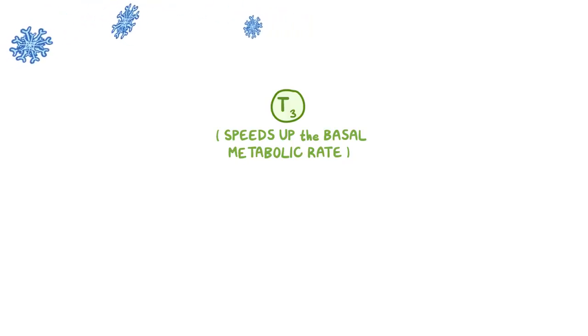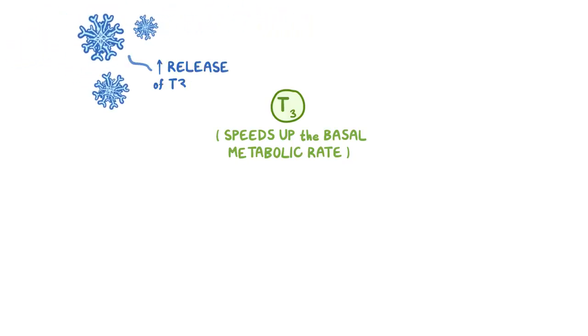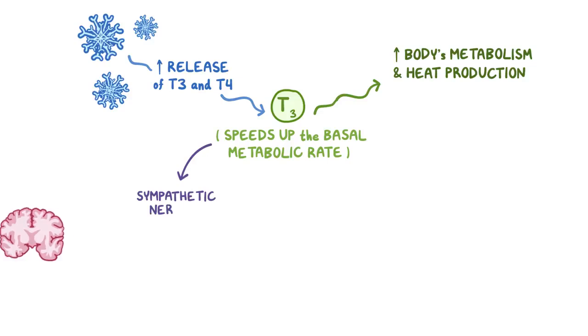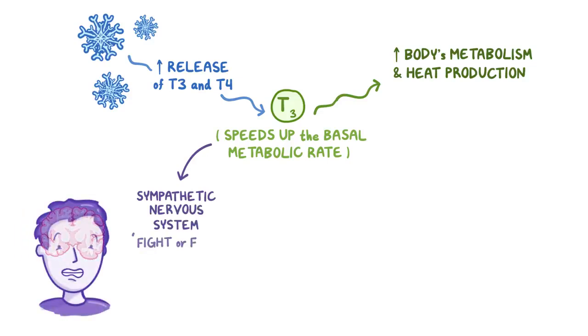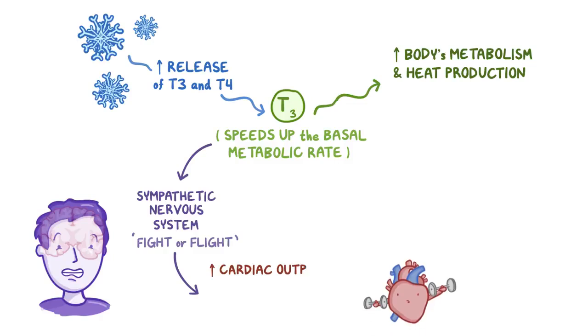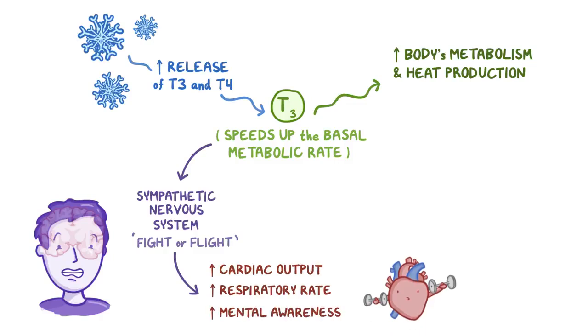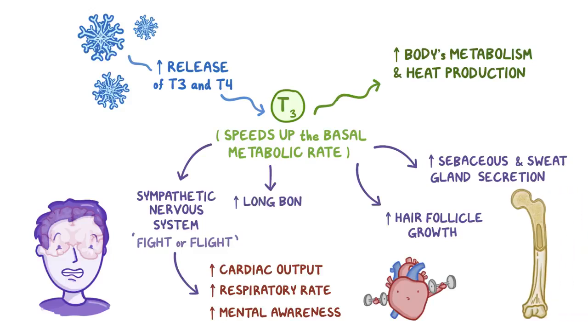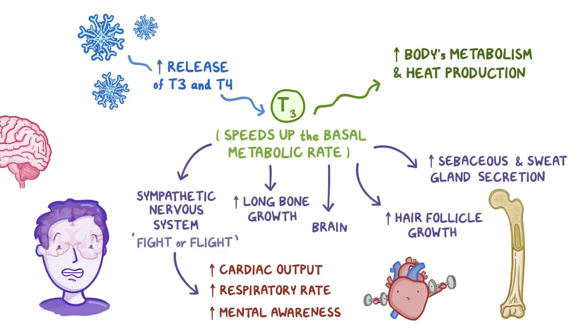So, as an example, exposure to cold weather stimulates the release of T3 and T4, and they go on to increase body metabolism and heat production by burning up more energy in the form of sugars and fats. Thyroid hormones help activate the sympathetic nervous system, which is responsible for the fight or flight response. This increases cardiac output, respiratory rate, and mental alertness. Thyroid hormones are also involved in increasing sebaceous and sweat gland secretion and promoting hair follicle growth. They also have a very important developmental role. They work synergistically with growth hormone to promote long bone growth, and are necessary for normal brain development.